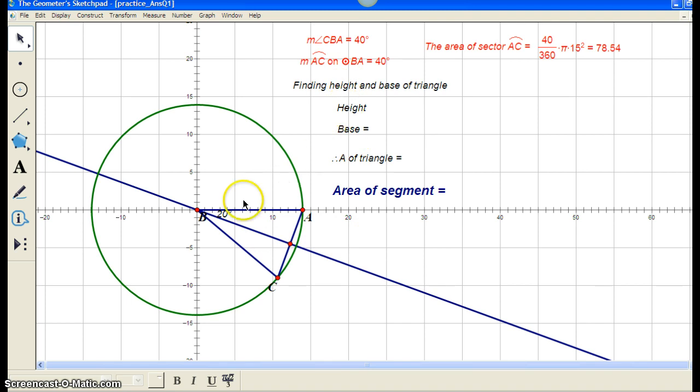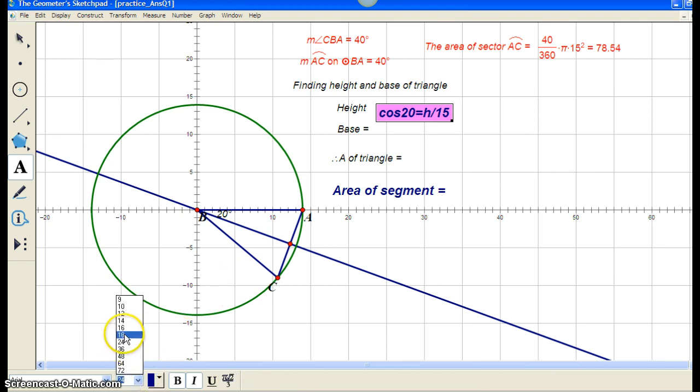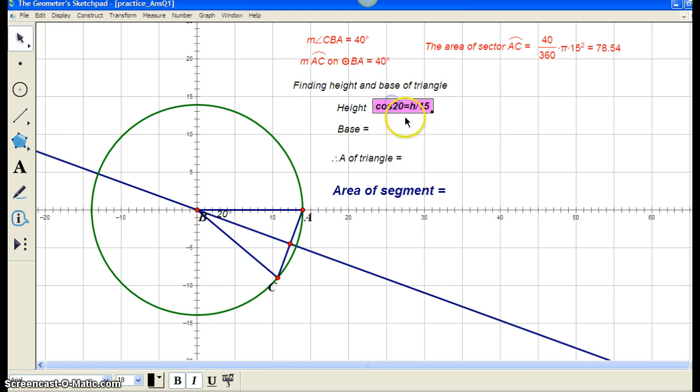So going back to find the height, I'm going to use the trig ratio of cosine. So cosine of 20 degrees would equal the height over the hypotenuse, and that will help me find this height right here. So let's write that in. To find the height, I'm going to use cosine of 20 degrees, and that's going to equal the height over my radius.